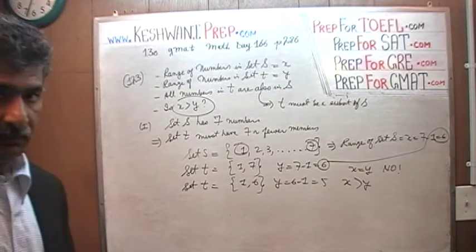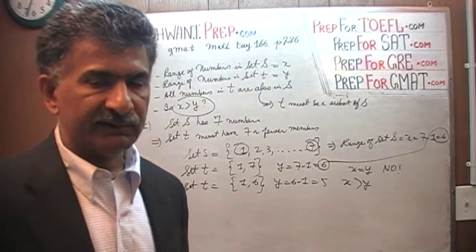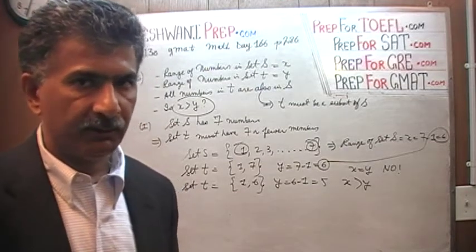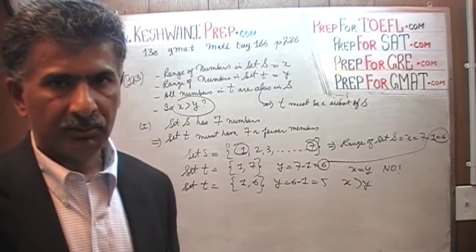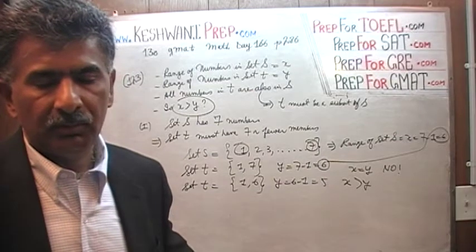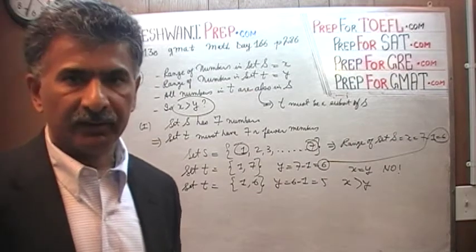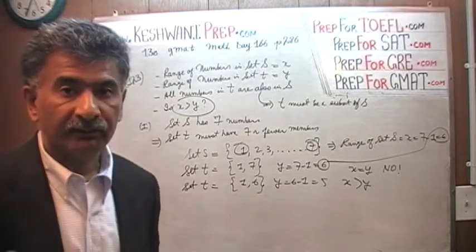So we cannot tell. Just simply knowing that one has 7 elements and the other one has equal to or fewer than 7 elements does not tell us at all about their respective range. Because we don't know how many members there are in each, and we don't know what the exact entries are. And until we know the exact entries, there is no way for us to ascertain their range.